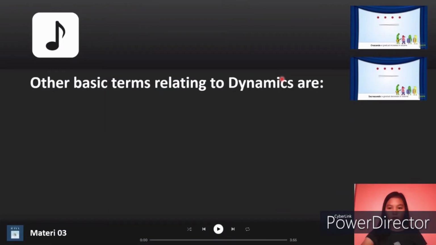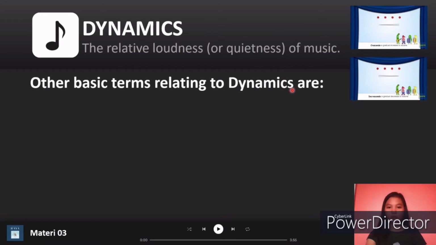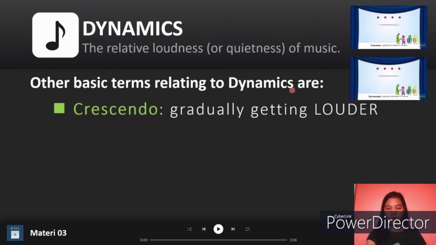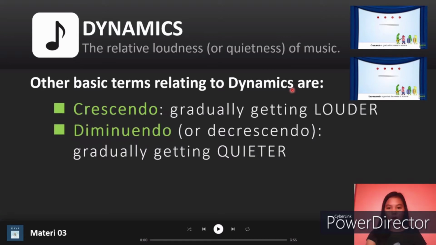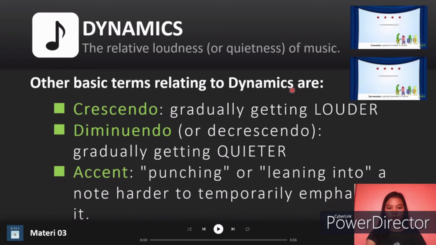Next, we have here the other basic terms relating to dynamics. So the first one is the crescendo, gradually getting louder, diminuendo or decrescendo, gradually getting quieter, and the accent, punching or leaning into a note harder to temporarily emphasize it. So, gradually getting louder, dahan-dahang lumalakas, and gradually getting quieter, dahan-dahang humihina.